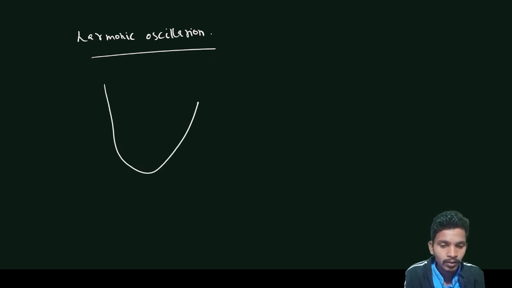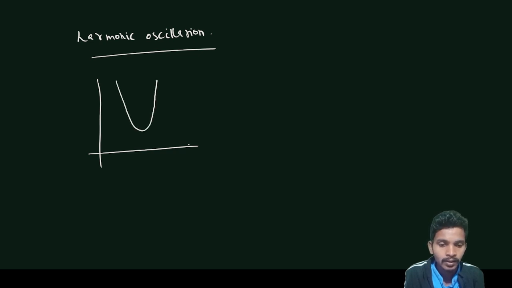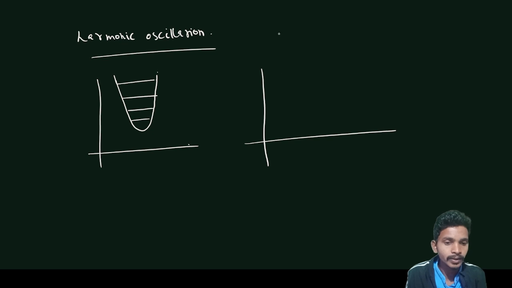In harmonic oscillations, what you see is that the graph continuously gives equal energy levels. Whereas for anharmonic oscillations, let us see the difference between anharmonic and harmonic.